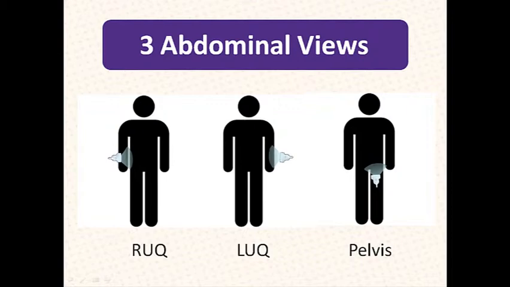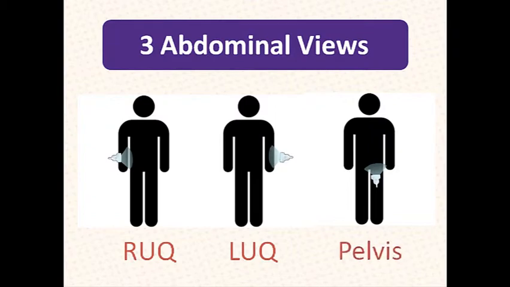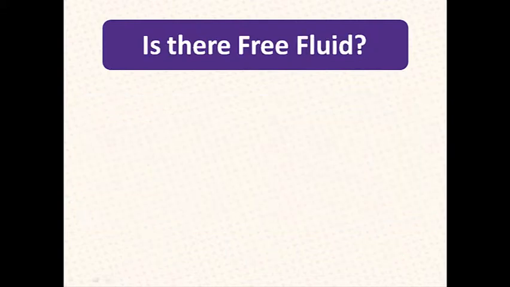Because there are three dependent locations where fluid is most likely to accumulate in the supine patient, the FAST abdominal exam is comprised of three separate views of the peritoneal space: the right upper quadrant or hepatorenal interface, the left upper quadrant or splenorenal interface, and the pelvis, which in males examines the interface between the bladder and rectum, or the rectovesicular space, and in females interrogates the space between the bladder and the uterus, or the uterus and the rectum, also known as the pouch of Douglas.